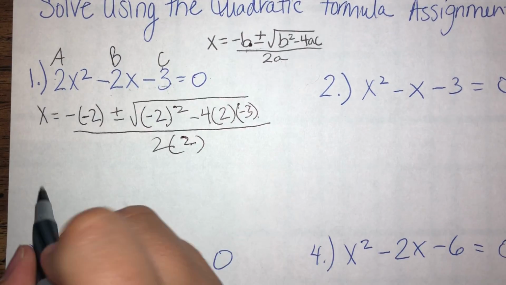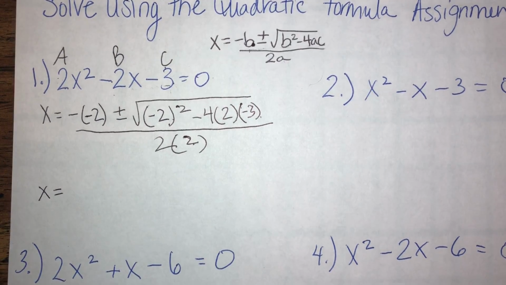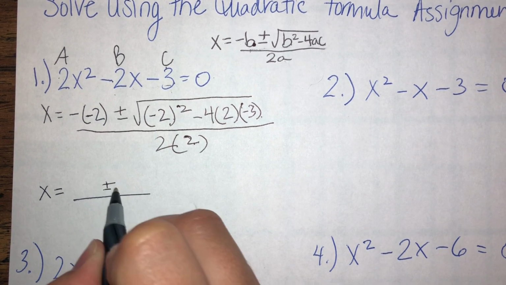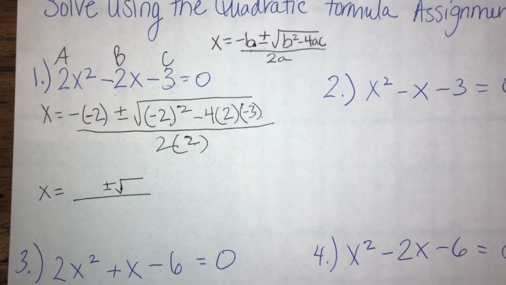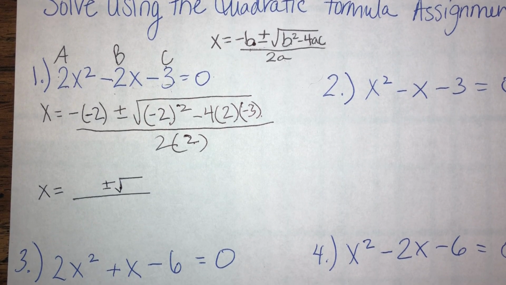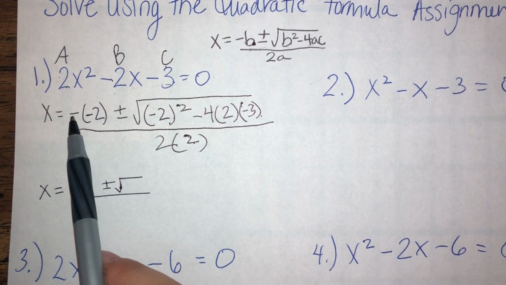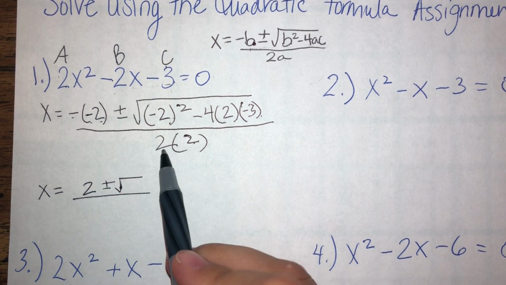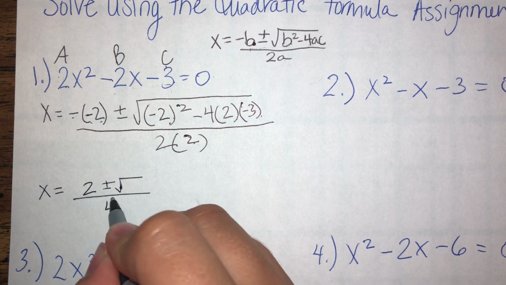So, how we start is by simplifying, okay? What that means is we're going to get rid of a bunch of nonsense that we don't need. First, a negative makes this 2 positive. 2 times 2 is 4.